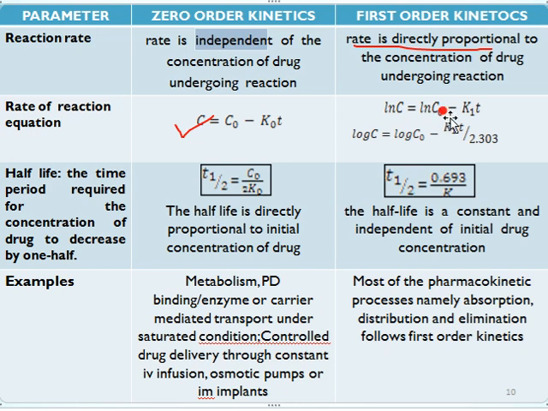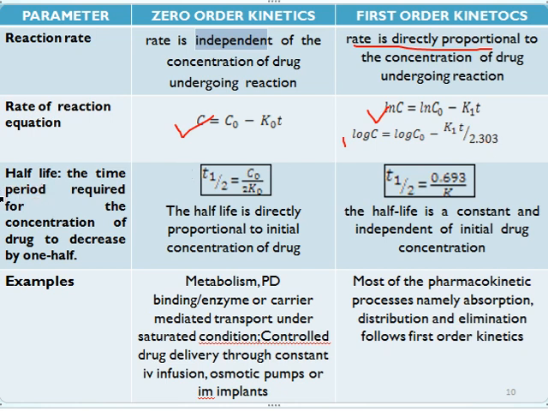If you process for first order kinetics, then the final equation you get after integration is ln C is equal to ln C0 minus K1T, where K1 is the first order rate constant. If you convert this natural logarithmic equation into logarithmic scale, then you get the equation log C is equal to log C0 minus K1T upon 2.303.